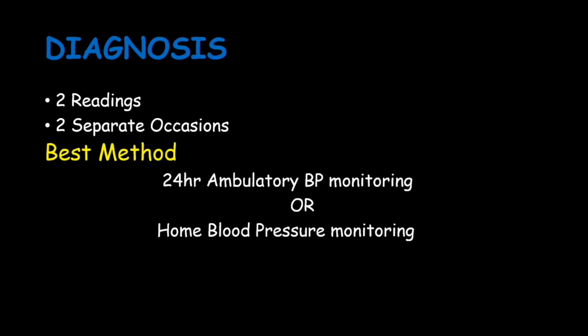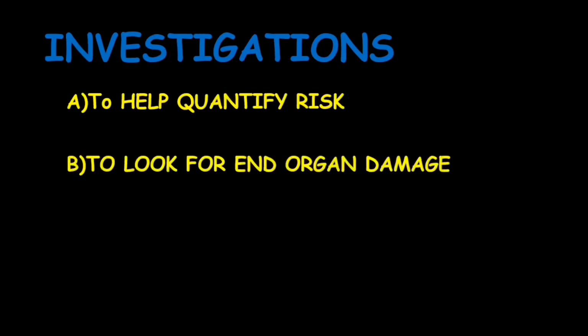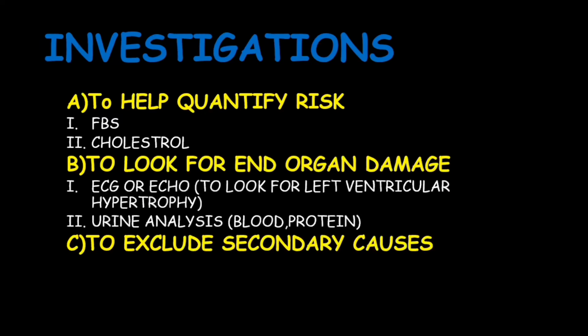High blood pressure is not immediately diagnosed after one reading. It is diagnosed after 2 readings on 2 separate occasions, and this can happen at home or by 24-hour ambulatory BP monitoring. The investigations that need to be pursued to help quantify risk are the following: fasting blood sugar or fasting glucose level, and cholesterol. In order to look for organ damage, these are useful investigations: EKG or echo and urinalysis.